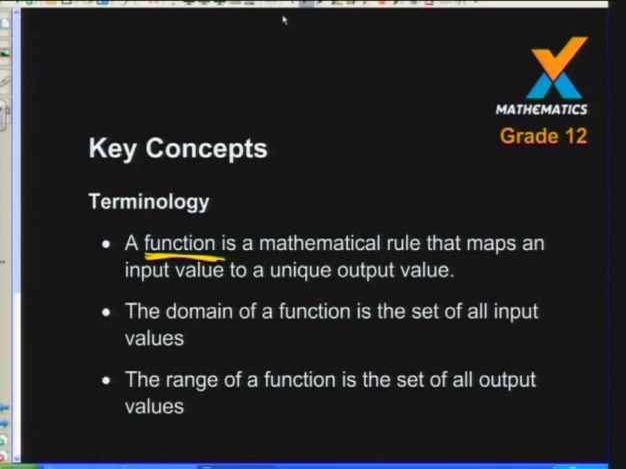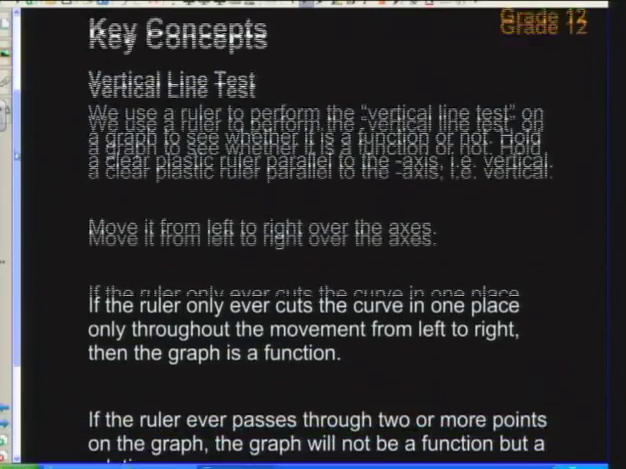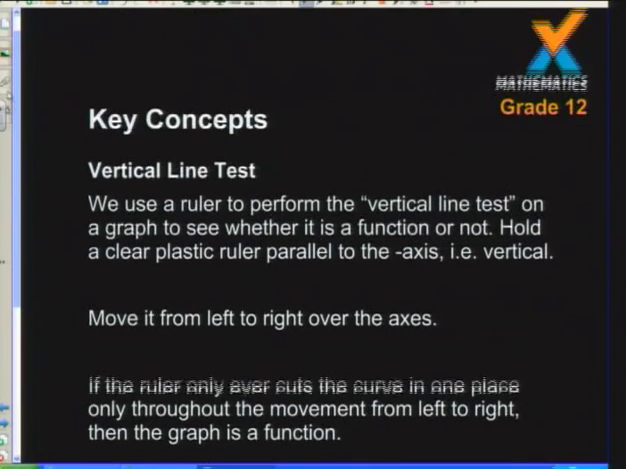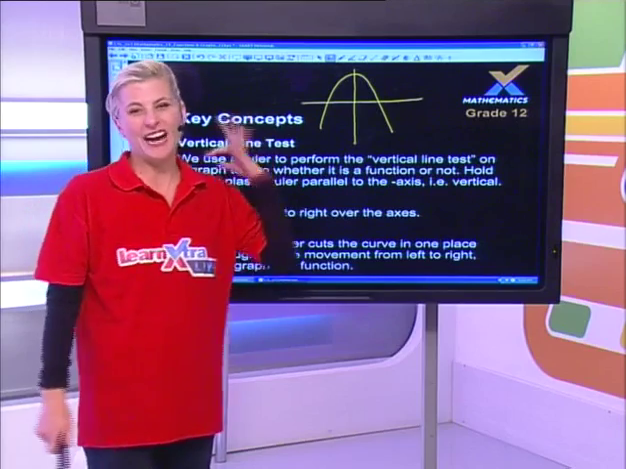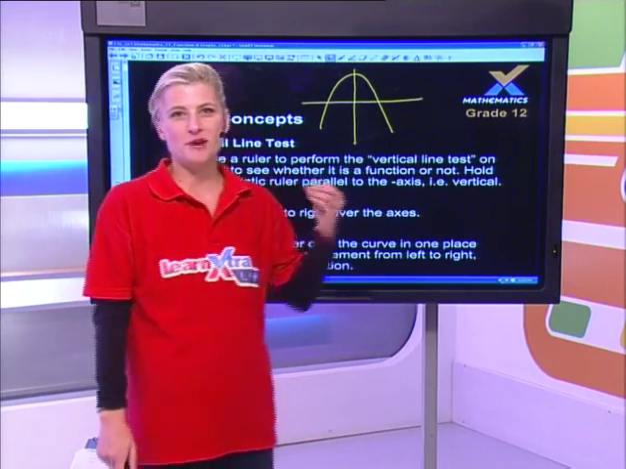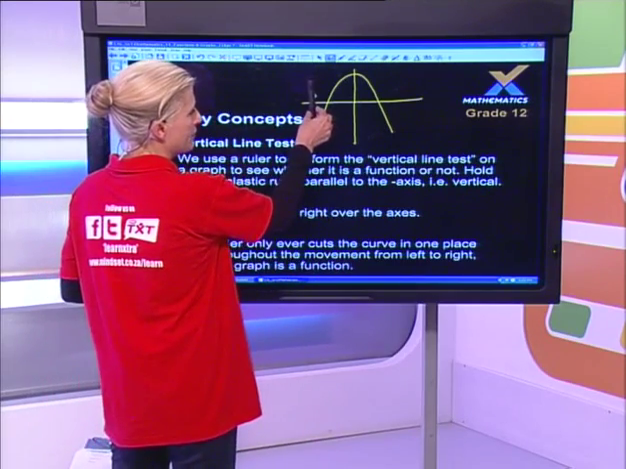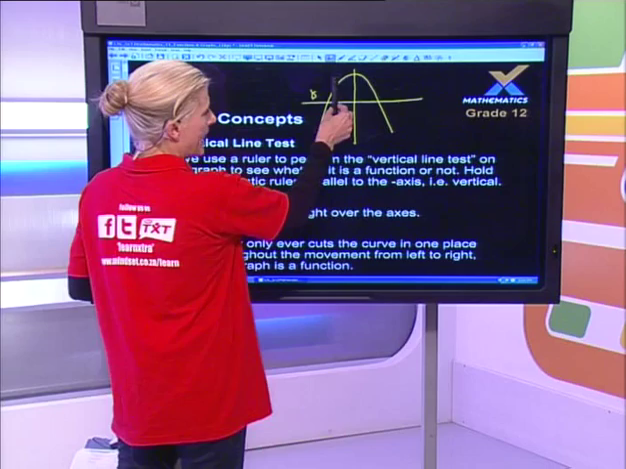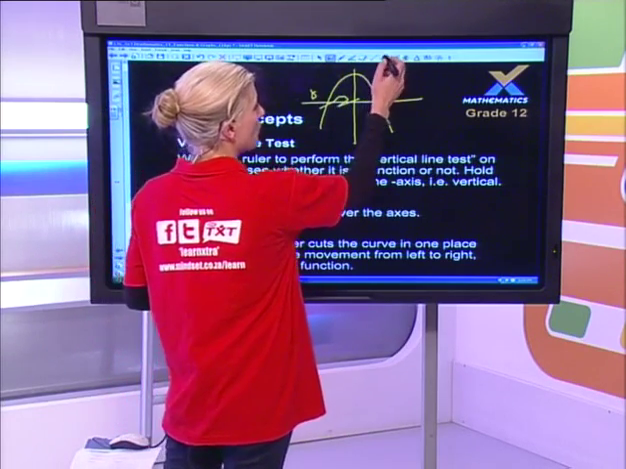Now, one quick way to check whether you are dealing with a function is to use something called the vertical line test. Now, let me bring up any graph. Let's do a parabola. Right, so I've got a parabola over there. Now, I know that a parabola is a function, but if you want to test using the vertical line test, what you will do is move your ruler in such a way that at any given time you are parallel to the y-axis.